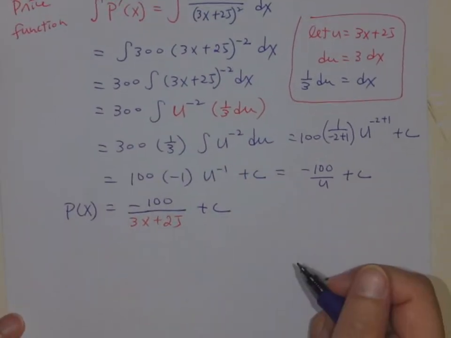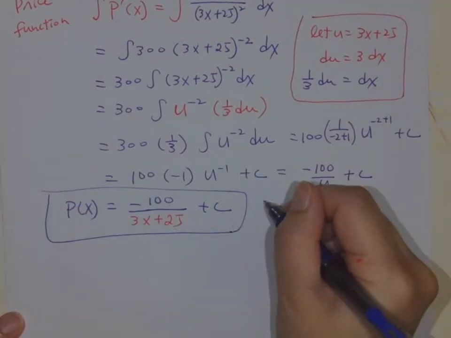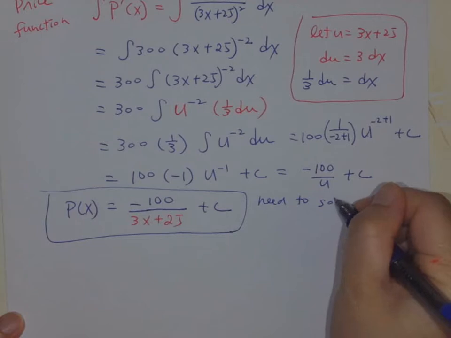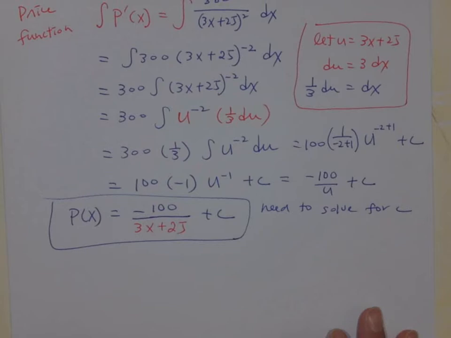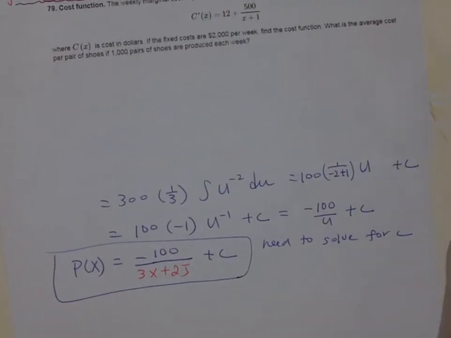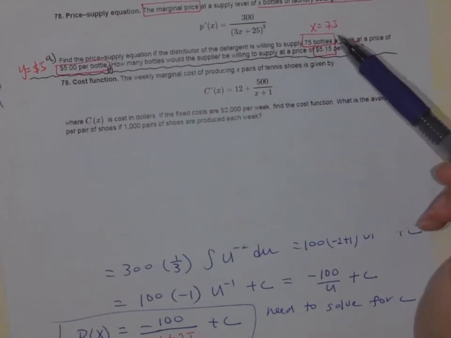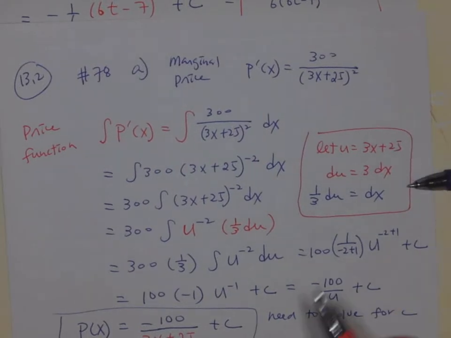So let's see. So here I still don't know what c is, right? So we need to solve for c. But earlier they gave us some information from the question, right? So where's my question? The question says that x is 75, y is 5, right? So I can use what they gave: p of 75 bottles equal to $5. So this is when x equal to 75, y equal to 5, right?